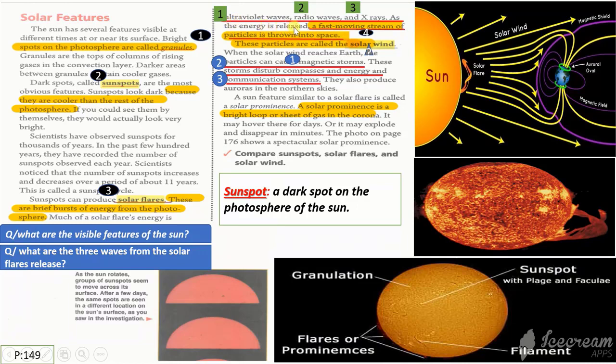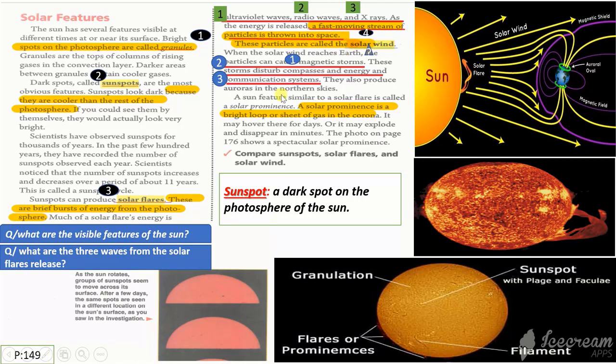When the energy is released, a fast-moving stream of particles is thrown into space. These particles are called the solar wind. Solar wind, a fast-moving stream of particles thrown into space. This is the definition of the solar wind.